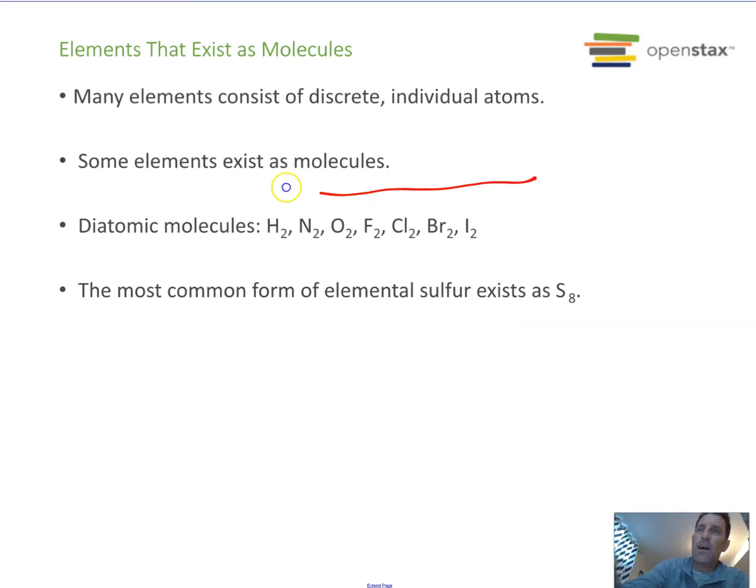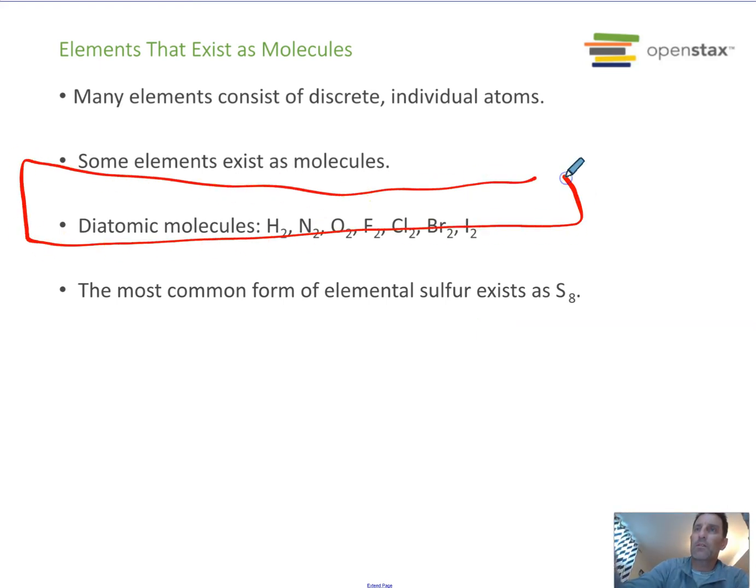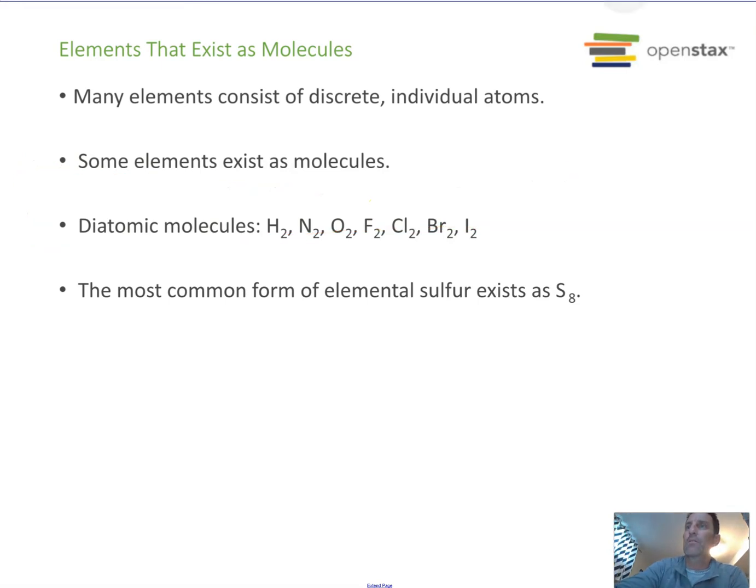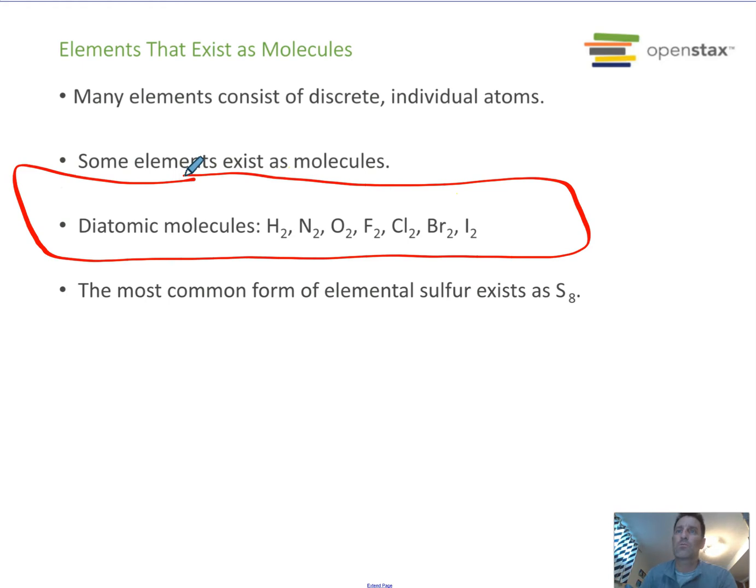You need to absolutely know and memorize the diatomic molecules. H, N, O, F, Cl, Br, and I. All of them, when they are alone, come with their best friend. So they are two atoms, or diatomic molecules.